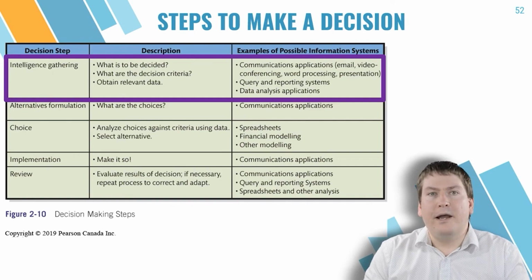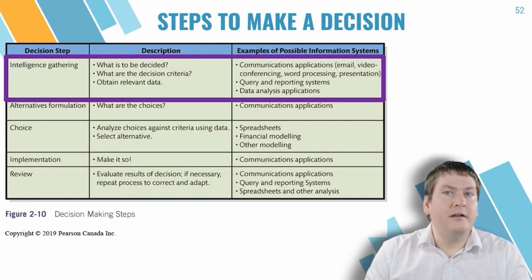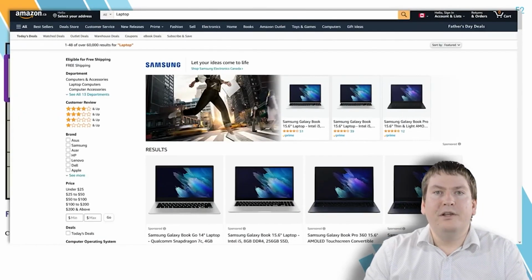If you still think buying a laptop is the right question to be asking, you would then move on to gathering information, or intelligence gathering, on what your options are. What laptops are out there, and what are their features? For example, you might go to Amazon or Best Buy's website and look up current models, prices, and features.